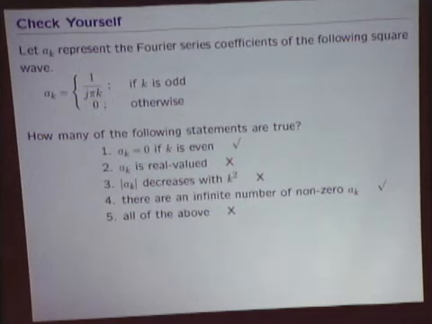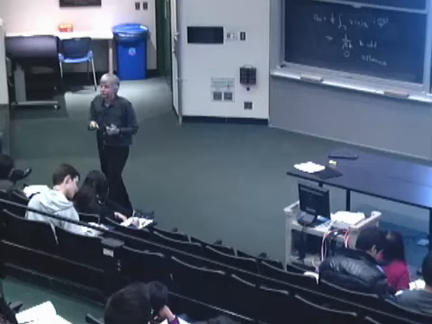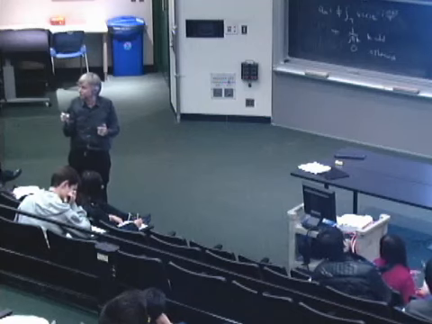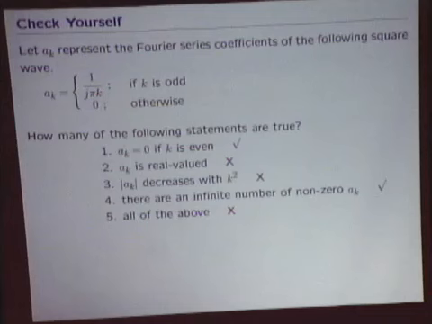Yep. Right? a_k is real? Nope, there's a j in it. a_k magnitude decreases with k squared? Nope, decreases with k. There's an infinite number of non-zero terms? Yep. Right? k goes to infinity. All of the above? Obviously not.